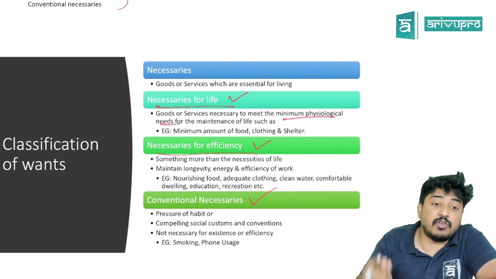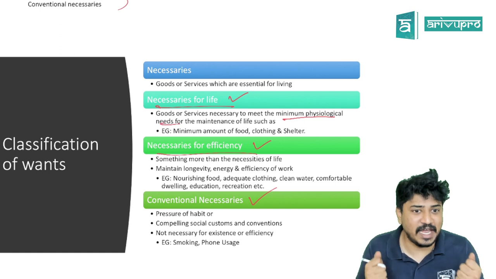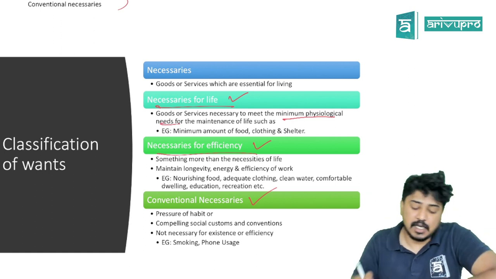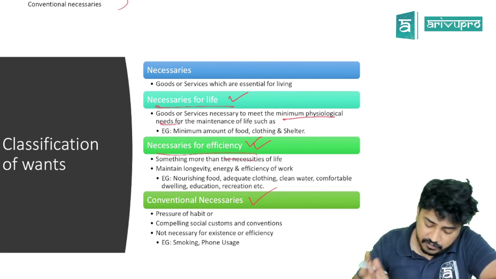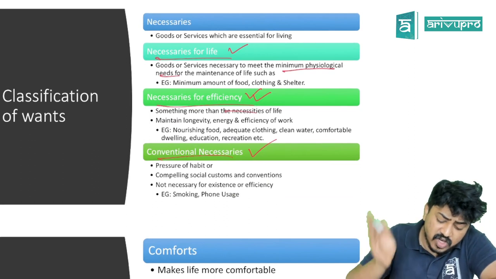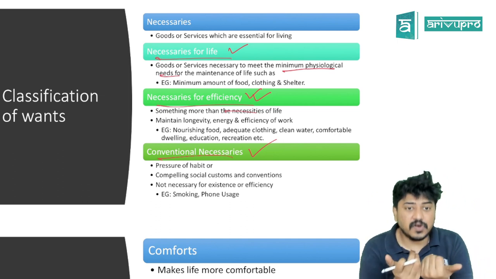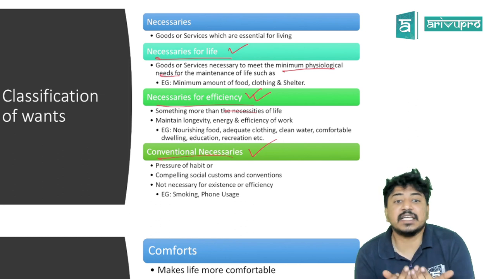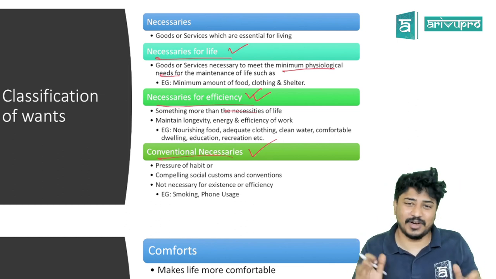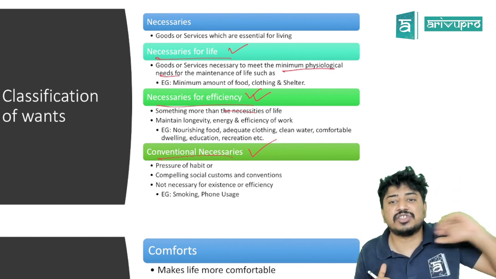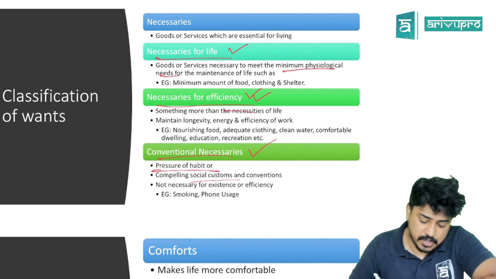Then there is something called necessary for efficiency. Living is something, but efficiently you have to do your work. You should be a little bit energetic. For that, certain wants are there. That we call necessary for efficiency, something more than necessary for life. And then there are conventional necessaries. These are not actually necessary for living, but because of our practice, because of our habits, they have become necessary. For example, smoking. Your friend will say, give up. No, it's necessary for me. Those are all conventional necessaries, because of the pressure of habits or social customs.